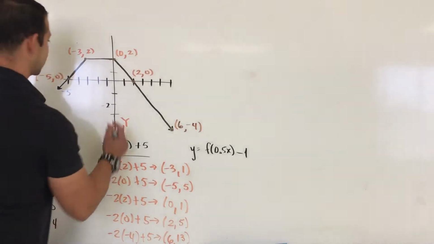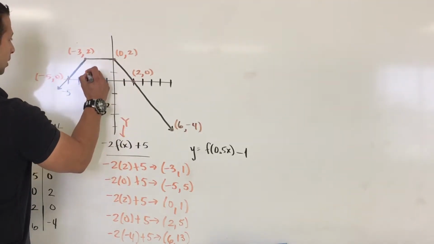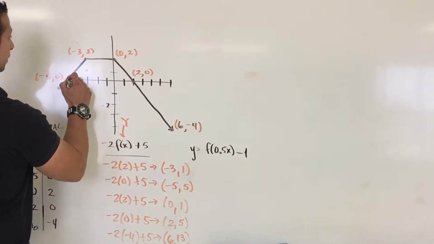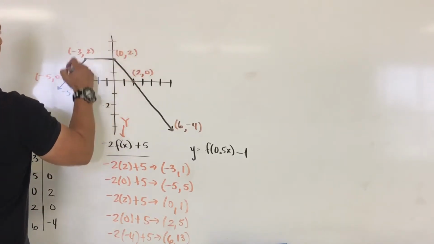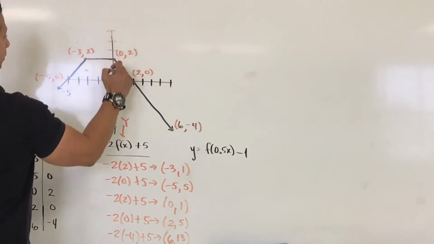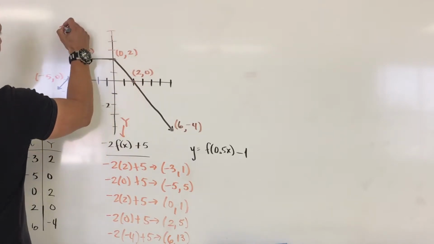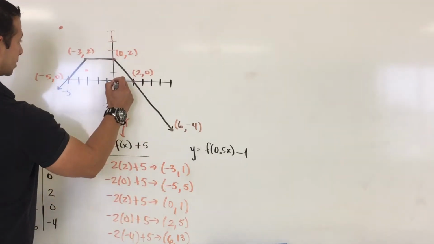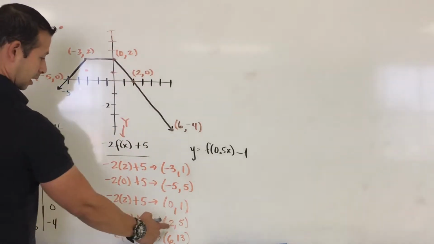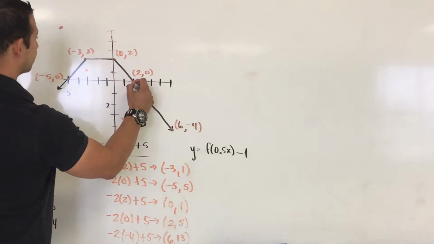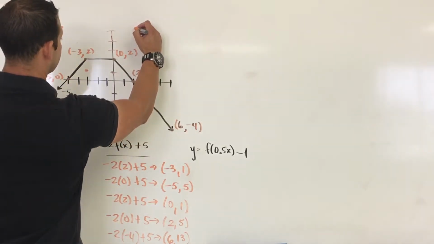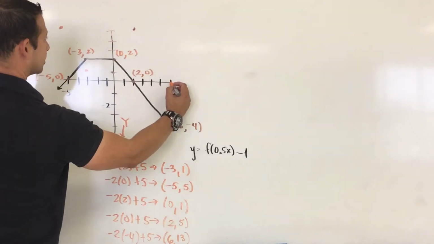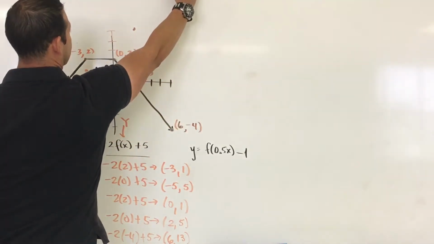So -3 comma 1. Let's see if we can do this real quick. -3 comma 1 right there. -5, 5, up here. Then 0 comma 1, right there. 2 comma 5 is right over here. Okay, 6 comma 13, 6 over here, 13 is way up here somewhere.